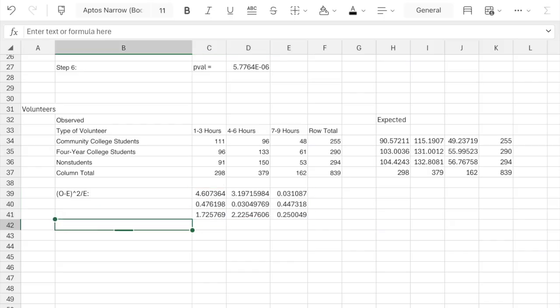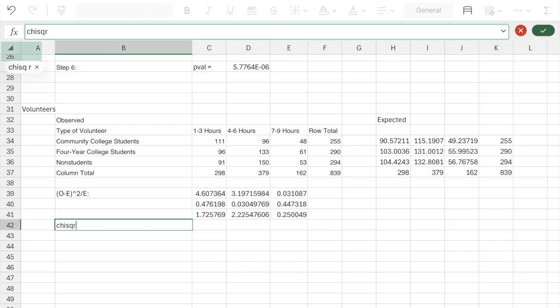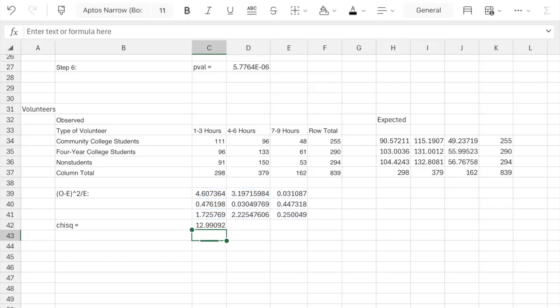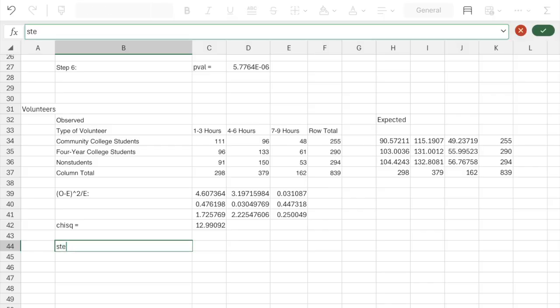And now for my chi-squared, that is going to equal the sum of all of these. 12. There's my test statistic. And that's step 5. And now we'll do step 6.